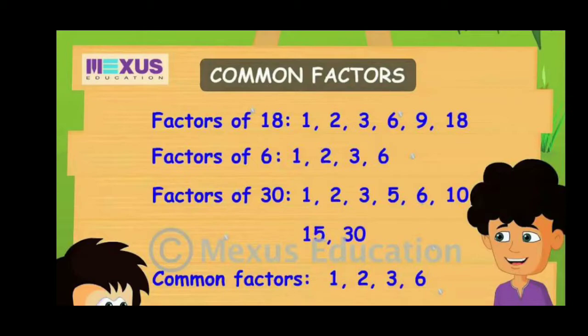Okay. So, factors of 18 you have written, factors of 6, factors of 30. Among these three, what are the common numbers? What are the numbers you repeated already? Yes, 1 is common in all. 2 is also common, 3 is also common, and one more is there, that is 6. So, the common factors of 18, 6 and 30 are 1, 2, 3 and 6. Is it clear for you?